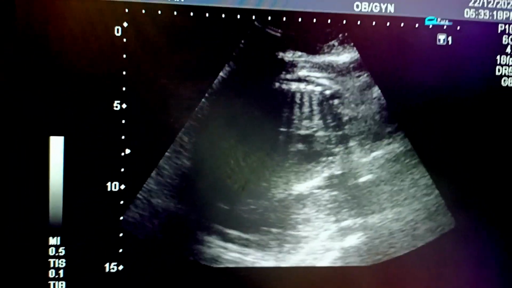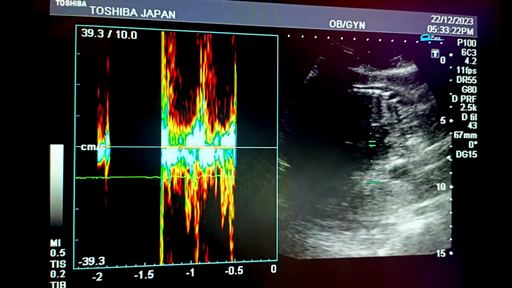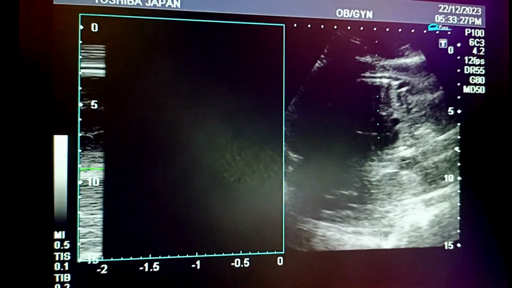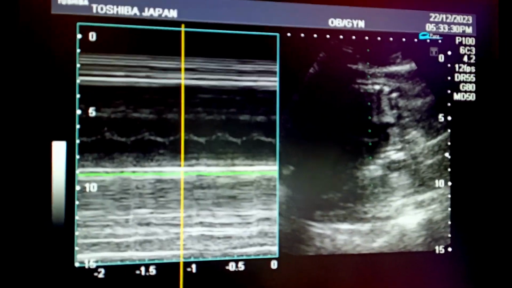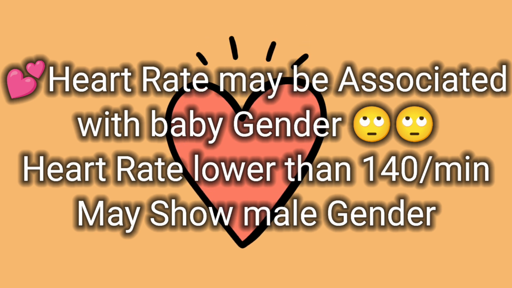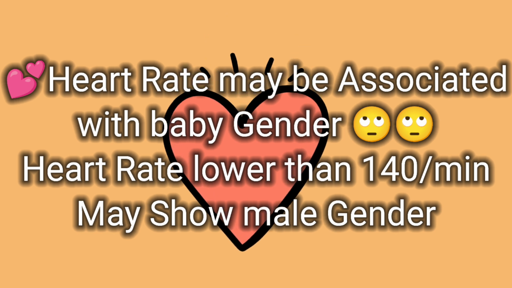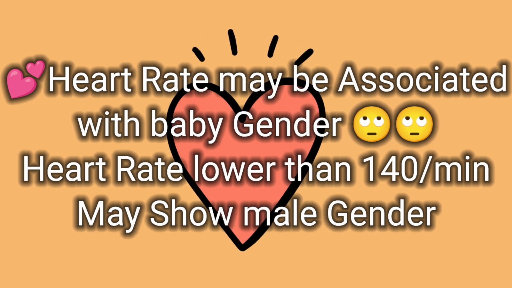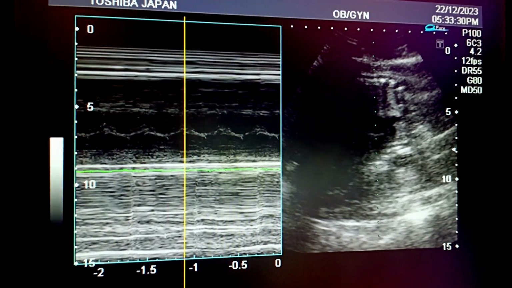See the heart rate and the fetal cardiac activity. Fetal cardiac activity shows a live fetus. If it is not there, there is a chance of intrauterine death of the baby. So, heart rate may be associated with the baby's gender. That's true. If the heart rate is lower than 140 per minute, there is a probability of male gender. Low heart rate may be due to the androgen secreted by the fetus.